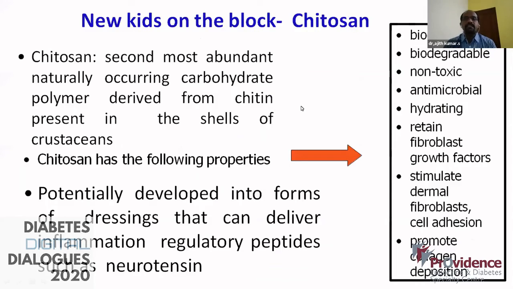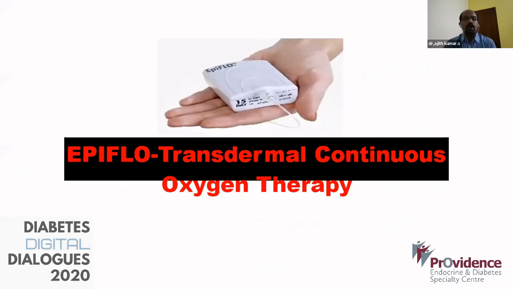Then chitosan, which is a biocompatible molecule, a lot of researchers are working in the field of chitosan, and because it has properties like antimicrobial property, it stimulates the dermal fibroblast. A lot of research is going on in this area, especially at the Sri Chitra Tirunal Institute, which is situated at Poojappura. This is a transdermal cutaneous oxygen therapy, very effective.